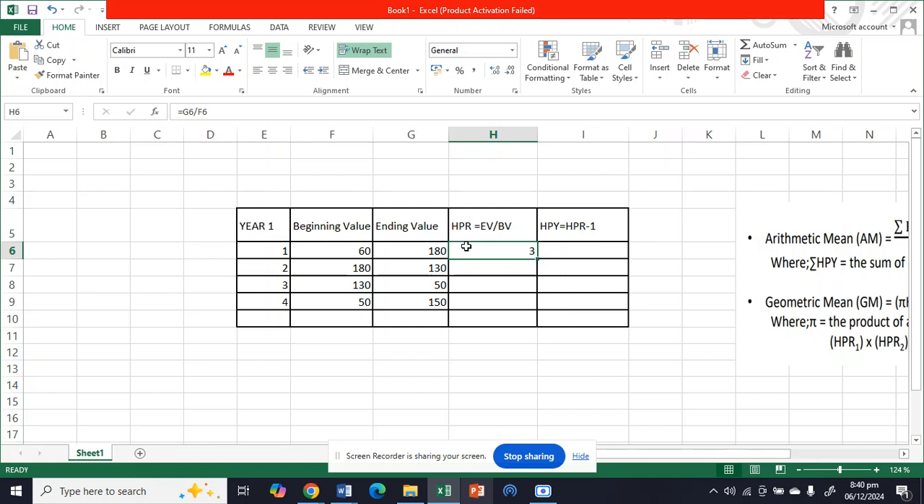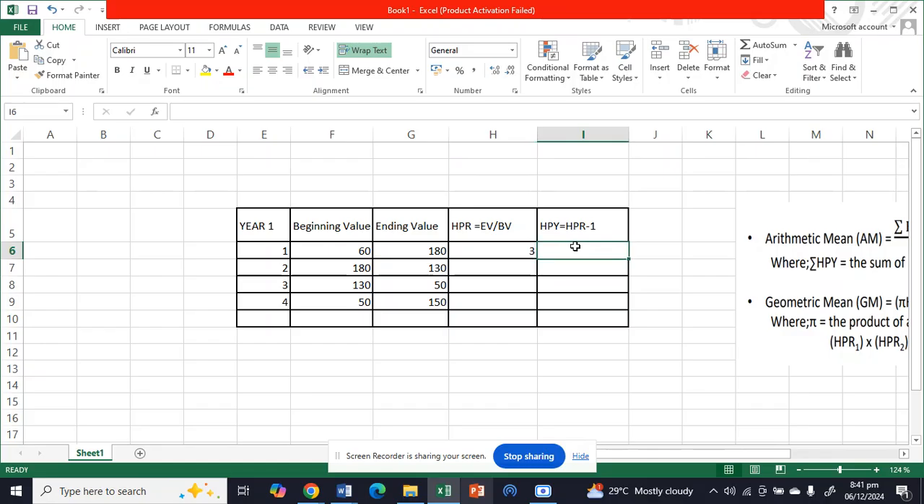So what this is telling us is that our investment has grown by 3 times from the beginning of the year to the end of the year. The investment has grown by 3 times.